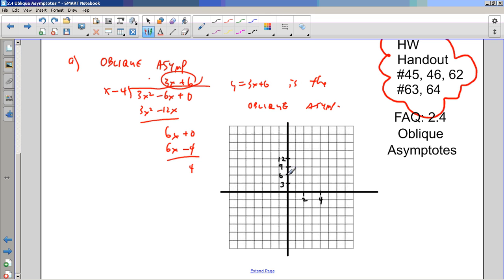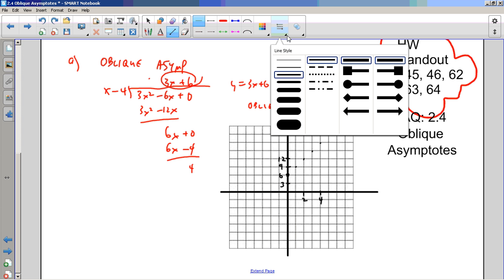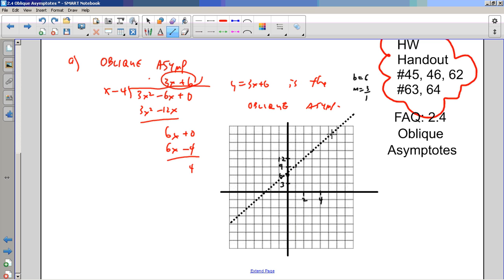And so it starts at 6, and the slope is 3. So the y-intercept is 6, the slope is 3, up 3, right 1, up 3, right 1, up 3, right 1, up 3, right 1, and so on. That's my oblique asymptote. So I'm going to draw my oblique asymptote through there. Looks pretty good.